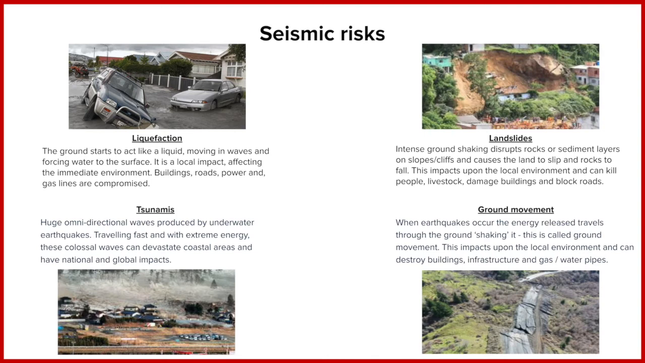A tsunami is a very deadly natural hazard. However, it's also a secondary impact or a secondary effect of an earthquake. So tsunamis happen when earthquakes occur underwater. The seismic wave forces a column of water up as a giant wave, and these produce fast-travelling, extreme energy and colossal waves that can devastate entire coastlands locally, nationally and even globally, as was the case in the 2004 Boxing Day tsunami.